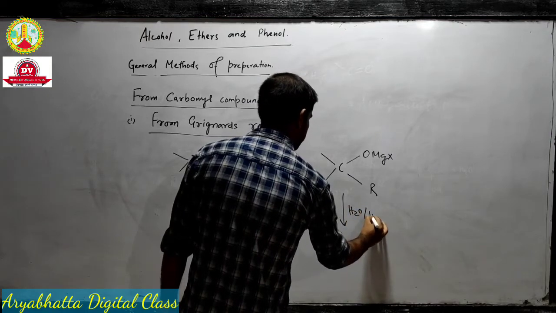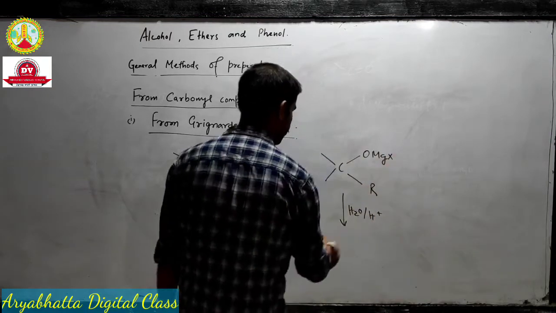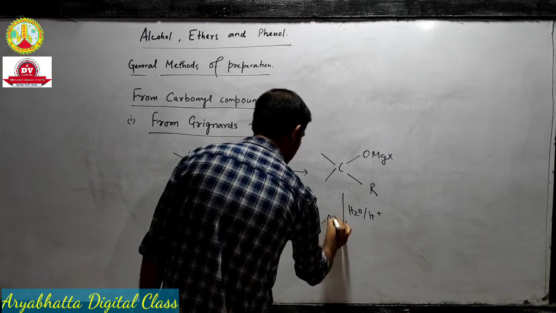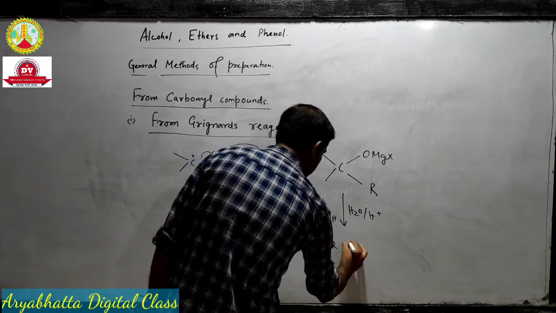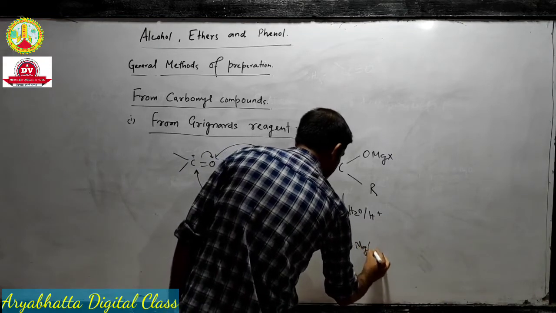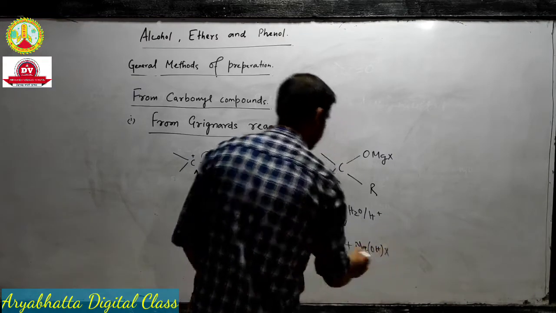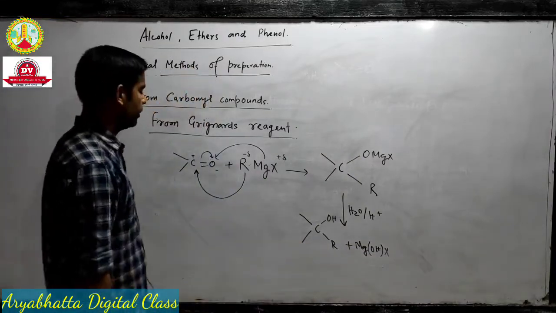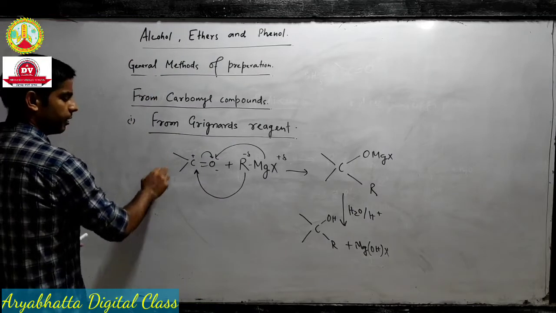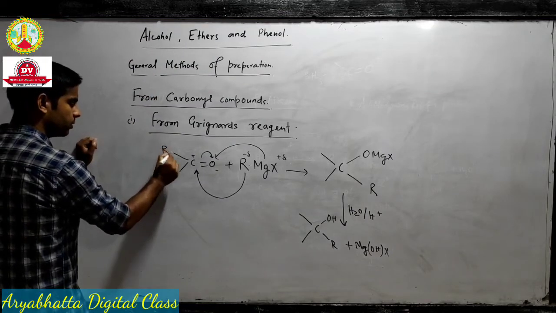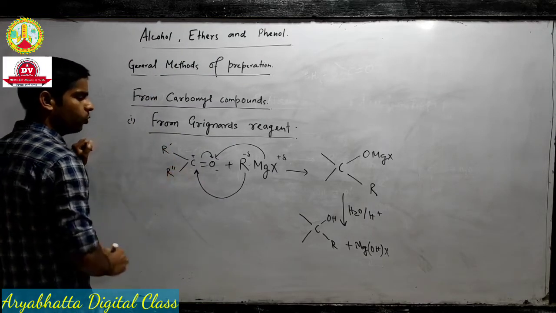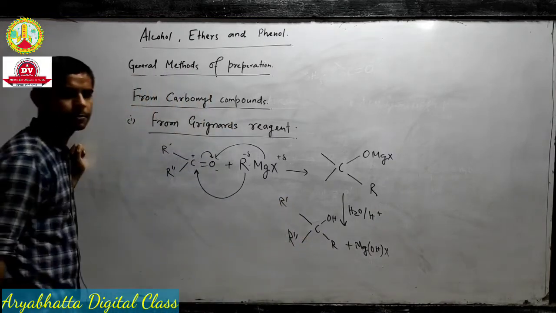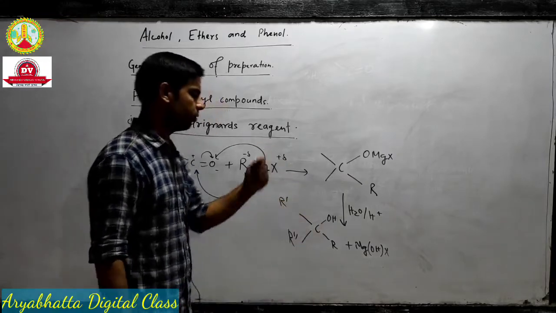Now acid hydrolyzing this intermediate will give us alcohol and Mg(OH)X. Now this is our final product, and you can see that if in the starting we take, suppose, a ketone, then we will get a 3 degree alcohol here.